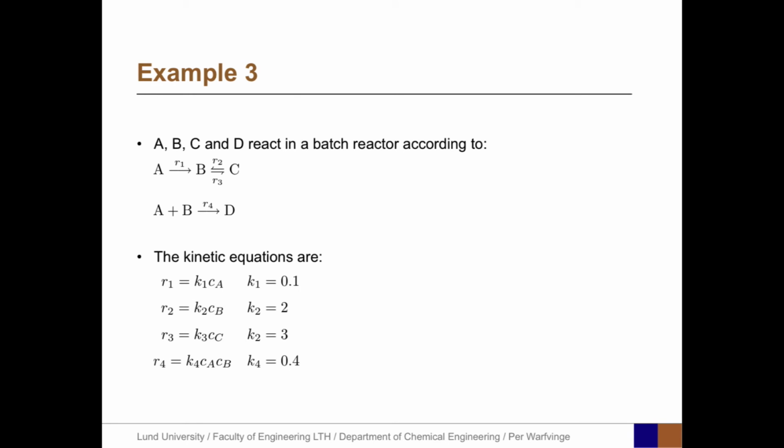The kinetic equations are the following. R1 is first order with respect to concentration of A, reaction 2 is first order with respect to concentration of B, reaction 3 is first order with respect to concentration of C, and reaction 4 is second order with respect to concentrations of A and B. Calculate all concentrations after 4 time units for the initial concentration of A equals 1.